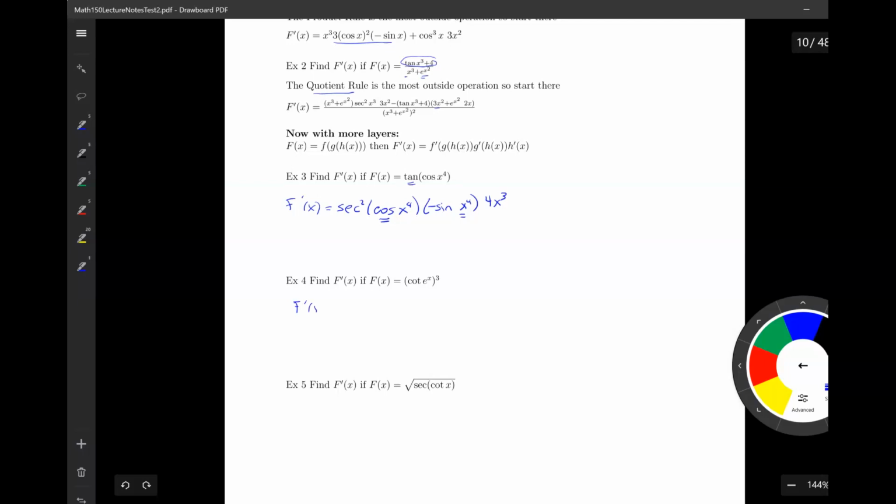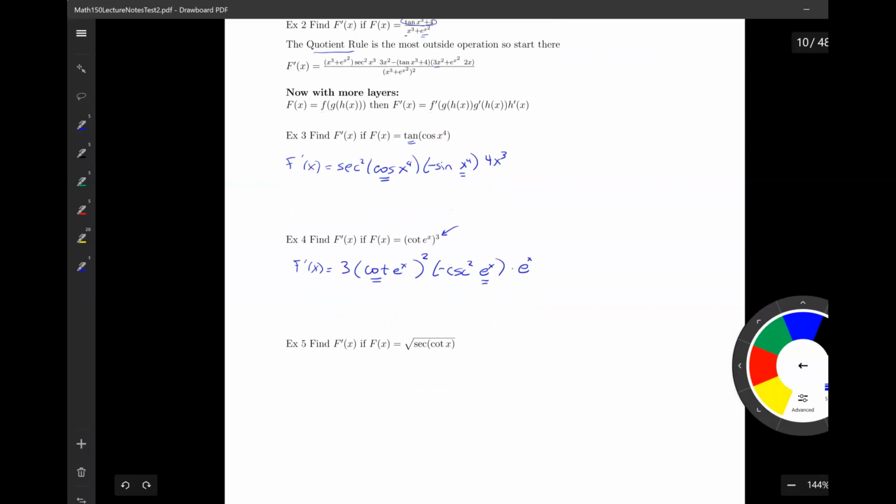All right, let's take this derivative. So I start with the most outside, which is the 3. And again, I'm going to get in the habit of putting the 2 there, writing the inside function. Now I'm going to take the derivative of the cotangent, which is negative cosecant squared, and I carry the e to the x along. Now I'm going to multiply by the derivative of the e to the x, which is e to the x.